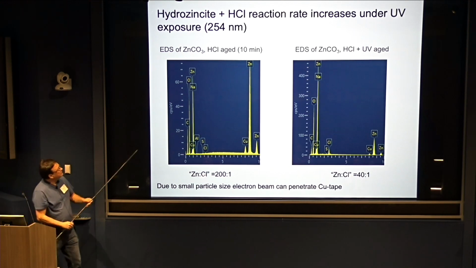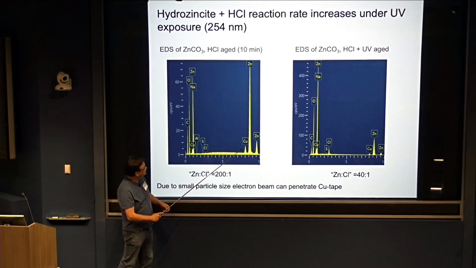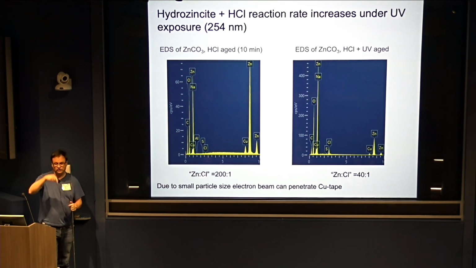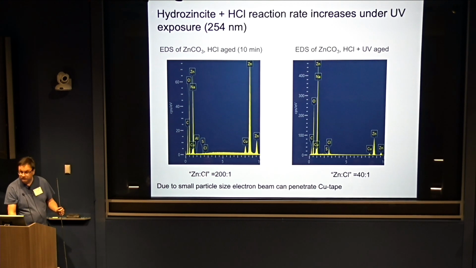I just want to point out, you see a little bit of a copper peak sometimes, and that's because all of these are on copper substrates, and sometimes the electron beam penetrates through to the copper. All right.